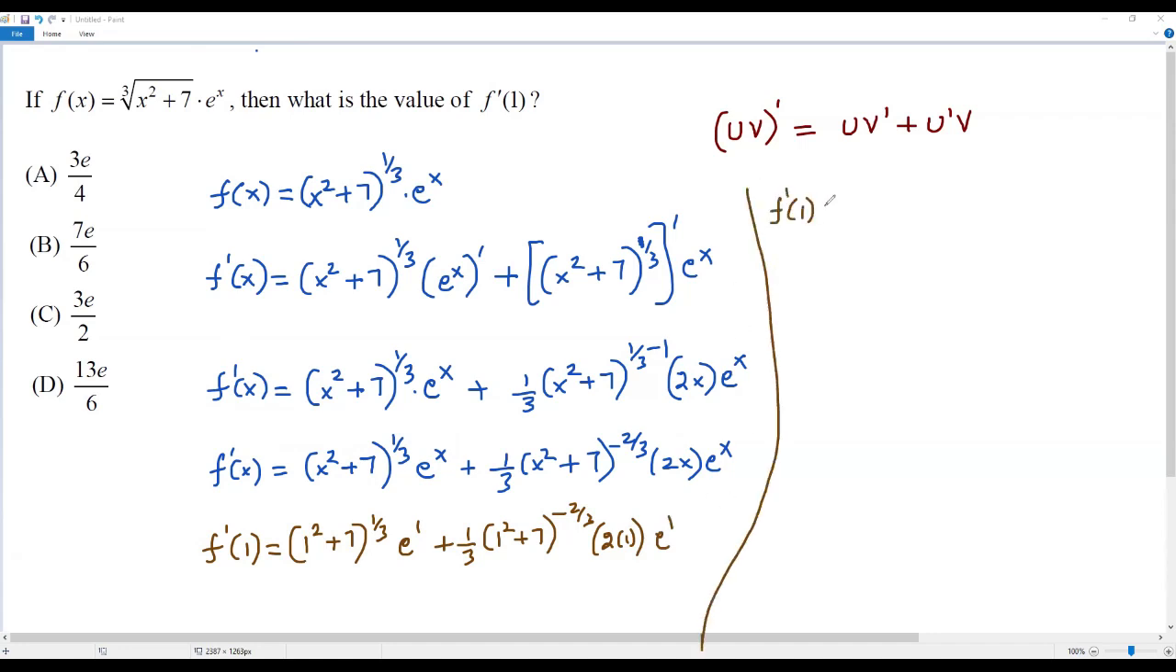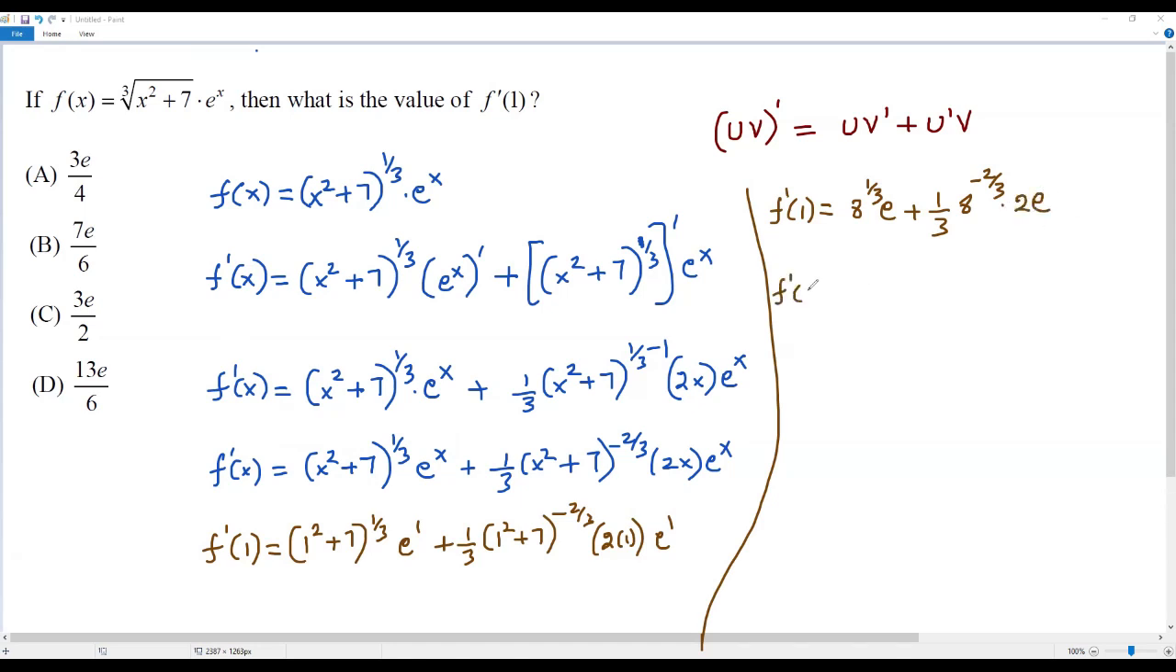F prime of 1 equals, okay, 1 squared is just 1. 1 plus 7 is 8. It is 8 to the power of 1/3 times e to the first power, which is just e, plus 1/3. So here the same thing: 1 squared is 1, 1 plus 7 is 8, 8 to the power of negative 2/3, and 2 times 1 is 2. E to the first power is just e. Then we get 2e over here.